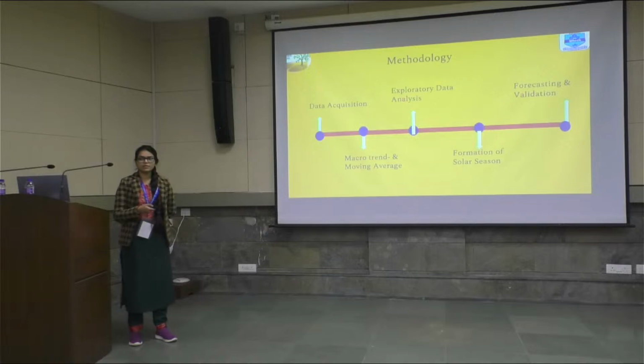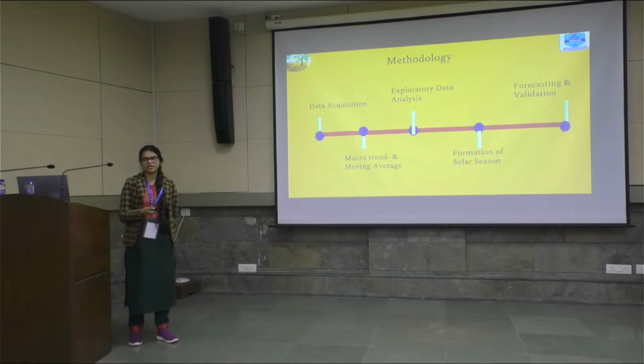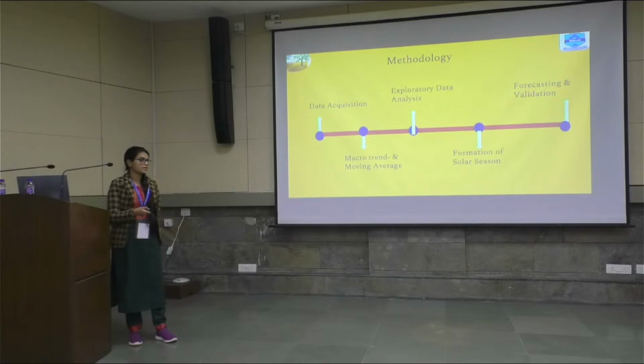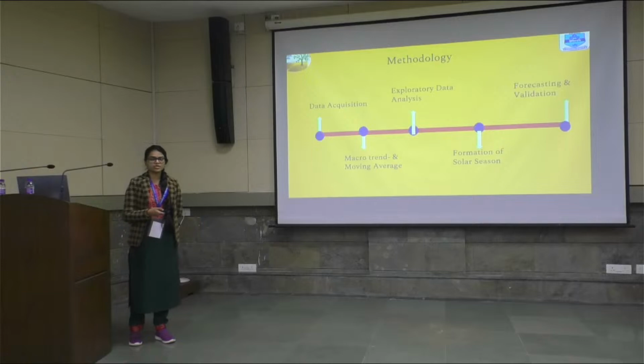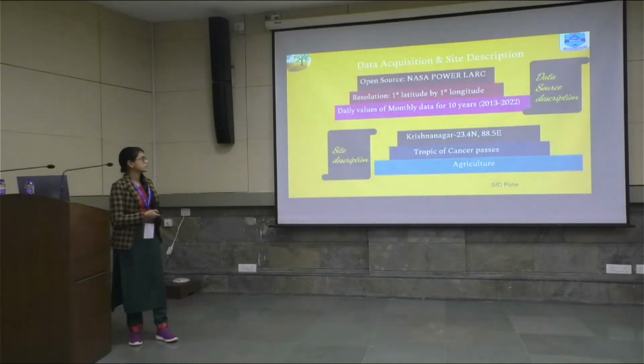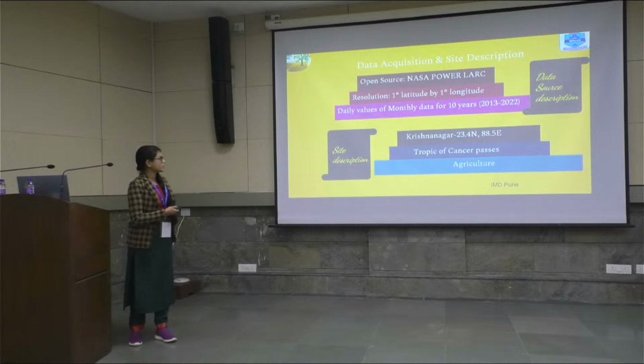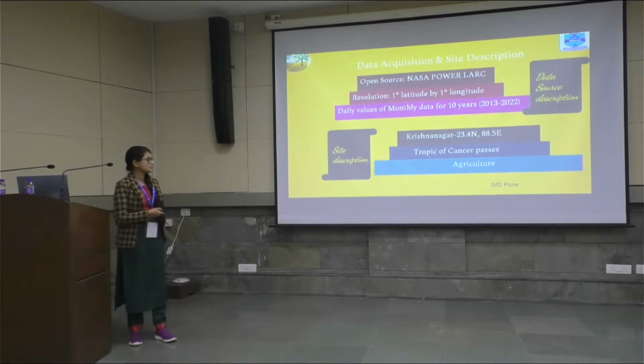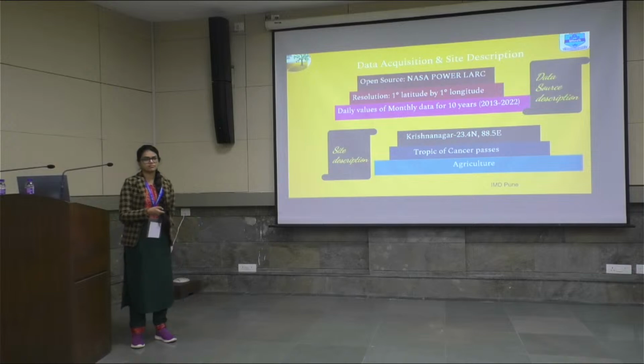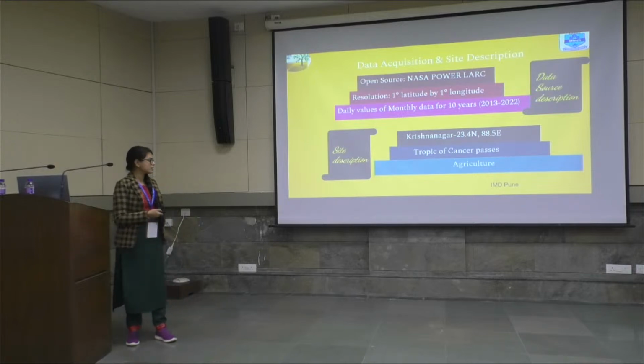Then we found some problem in that methodology, as there was an appreciable deviation in the forecasted value. So we tried to do an exploratory, complete data analysis of the irradiation profile of West Bengal. Further, we are focusing on the formation of grouping of seasons and then forecasting. The data has been acquired from the NASA Power website, which has a resolution of 1 degree latitude and longitude. This irradiation forecasting has been done for Krishnagar, which passes through the Tropic of Cancer, and it is an agricultural bed.